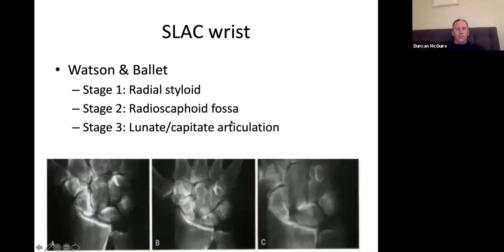In SLAC wrist, here the styloid is involved with the distal scaphoid. The proximal scaphoid fossa is still preserved. In stage 2, the whole of the scaphoid fossa gets involved, and then here in stage 3, you can see the capitate head is migrating proximally and the midcarpal joint is involved.